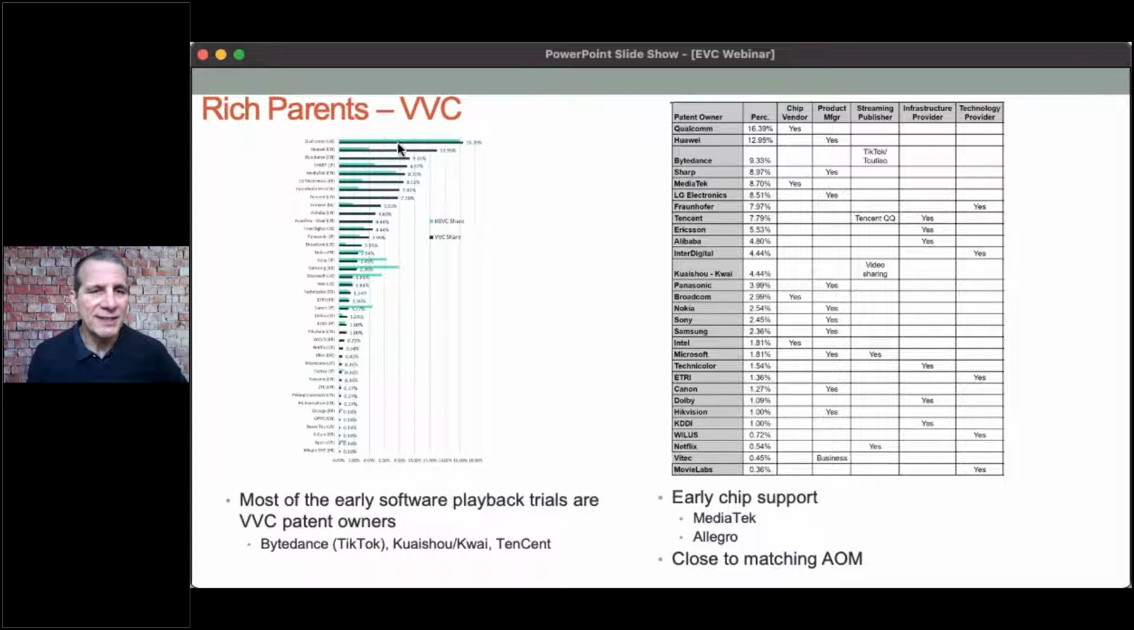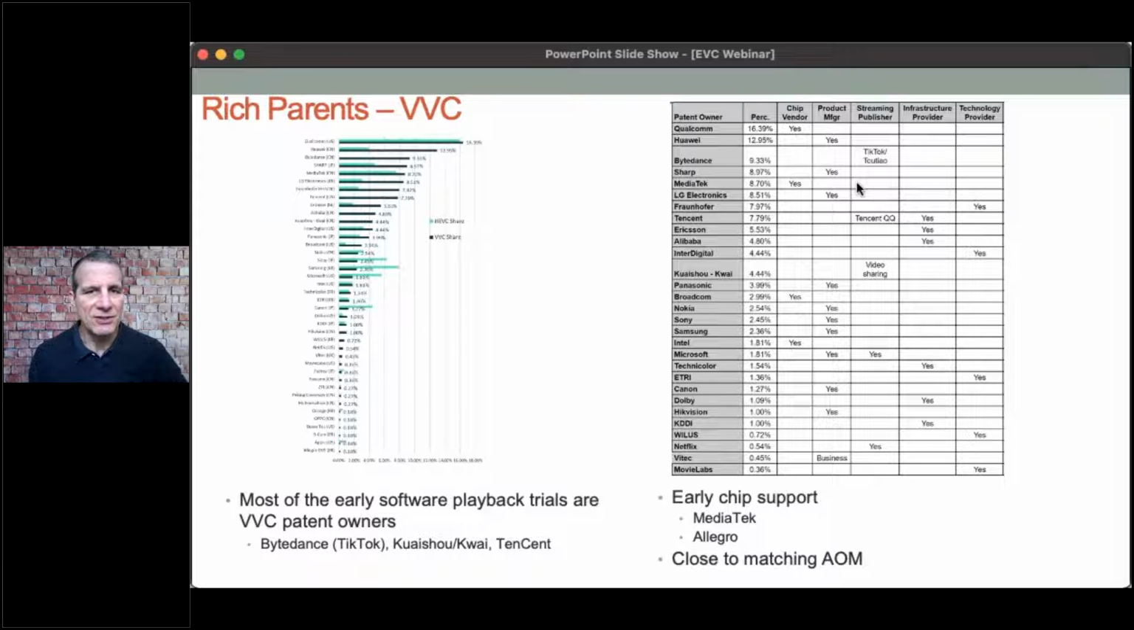And what I've done on the right is I took most of the big rich parents, and this is from an IPlytics article. Sorry, I didn't show the source for that. But this shows what markets they're in and where they fit into the ecosystem.